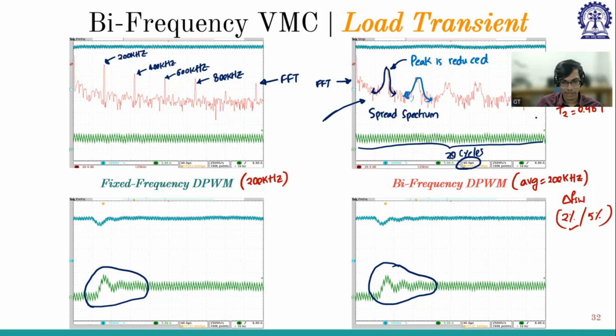So the spectrum will see FSW1 component as well as FSW2 component, which are equal in number, so it will be equally spread. Even if you do FSW1, FSW2, FSW1, FSW2, it will still be the same, because over 20 cycles it is getting averaged out, and the average is 20 kilohertz, 200 kilohertz, so it will still be the same.